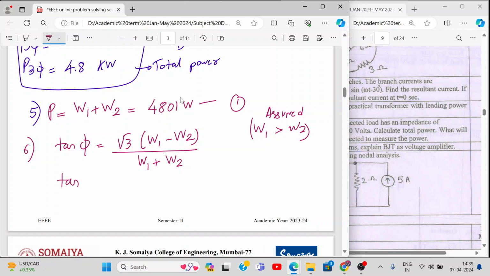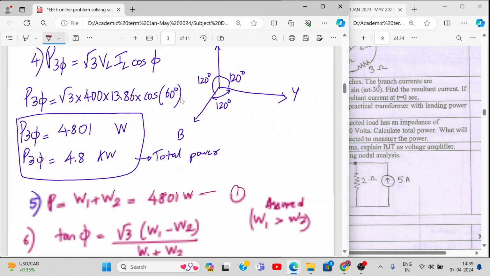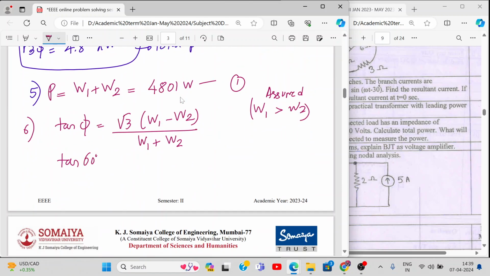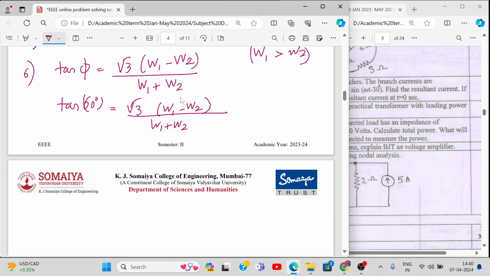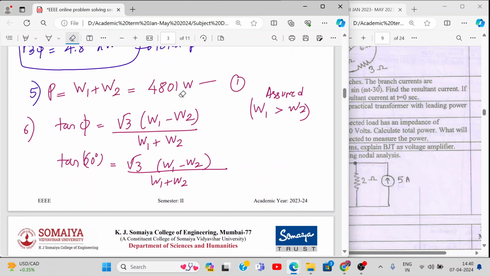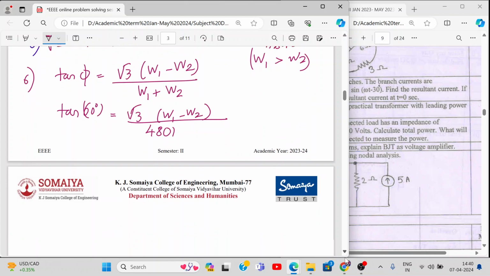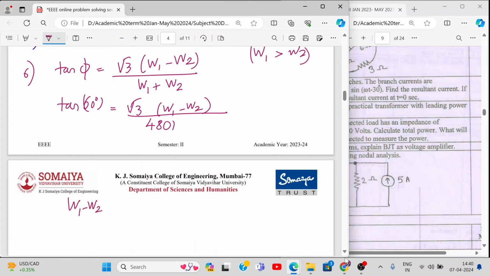Tan of, what is the angle? Phi is 60. How much is tan 60 degree? Tell me fast. And this W1 plus W2 you can replace it with 4801. Now you have to calculate W1 minus W2, right? So what is W1 minus W2? 4801 into tan 60 degree divided by root 3. How much is the answer?